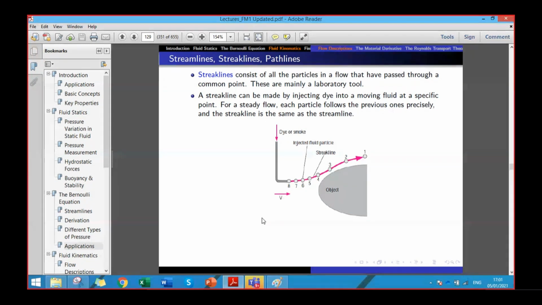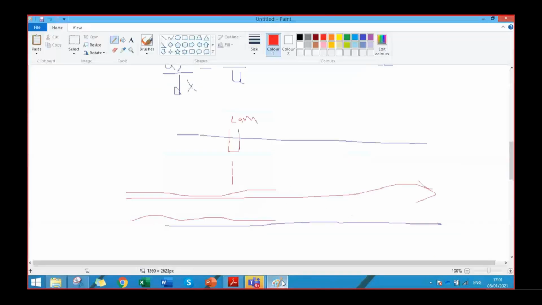Basically, a streak line is drawn when all the particles have passed through the same location. So you install a camera at a certain location, and the first particle passes, you take a snap, then the second particle passes, you take a snap, and the third particle, you take a snap. And when you combine those snaps in order of time, the first snap at the first location and then the second snap, then the third snap, the line which you will get will be called a streak line.